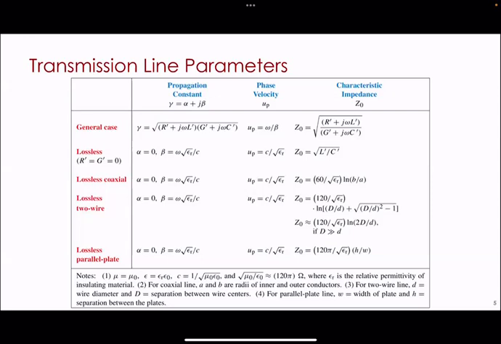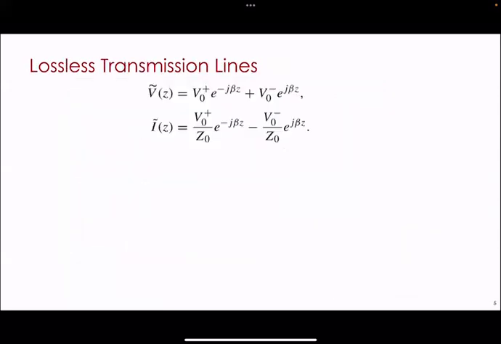All right, so we built up a lot of stuff here. We now have a characteristic impedance. We're dealing exclusively with lossless now for a while. So what does that mean? These equations look pretty familiar.